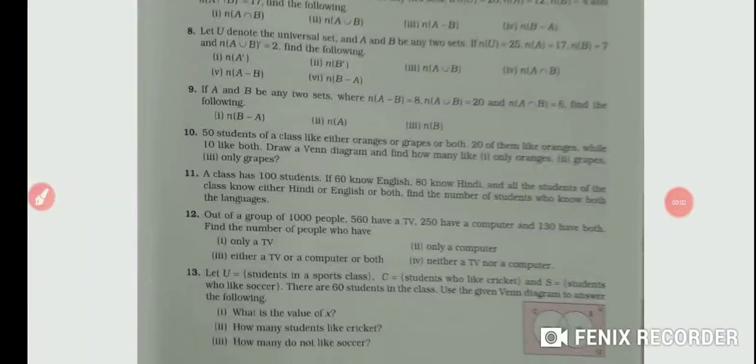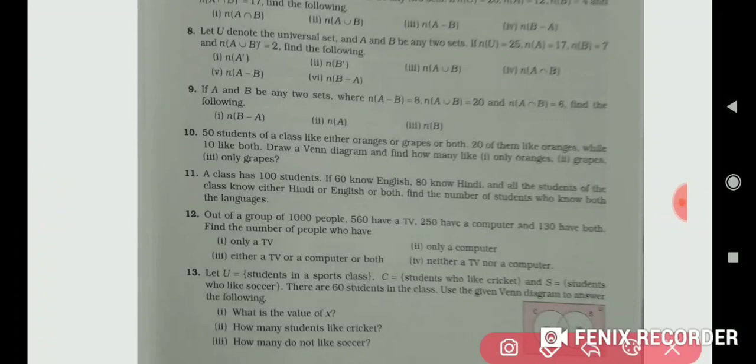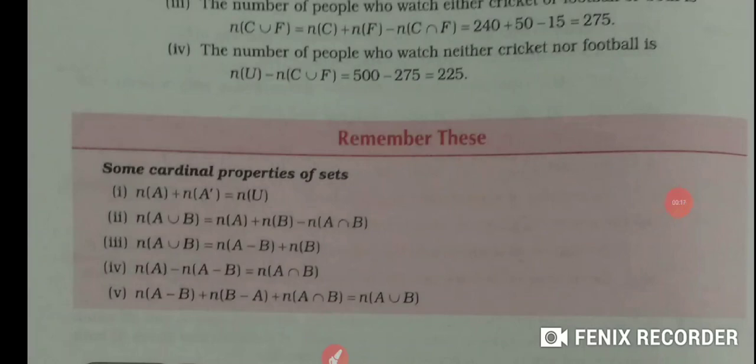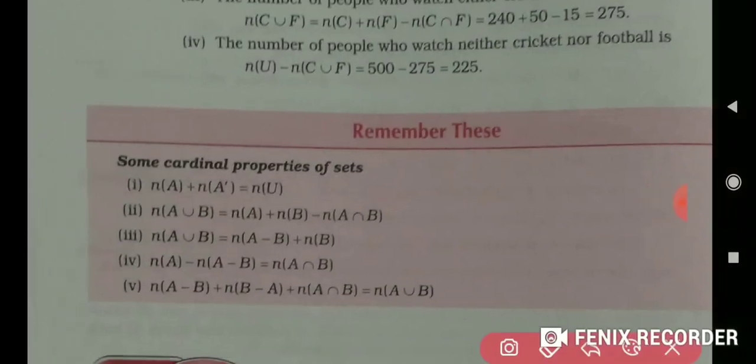Good morning, students. Today I will be solving the remaining sums of this exercise, and you have to keep certain properties in your mind. I will explain these properties when we are solving the sums. The first property is n(A) plus n(A complement) equals n(U). The second is n(A union B) equals n(A) plus n(B) minus n(A intersection B). You will understand better that way.